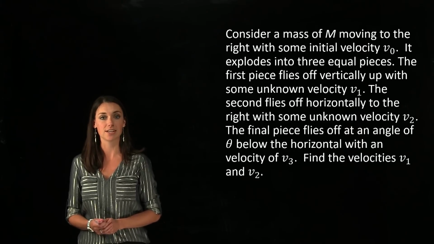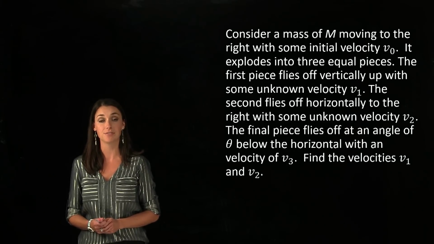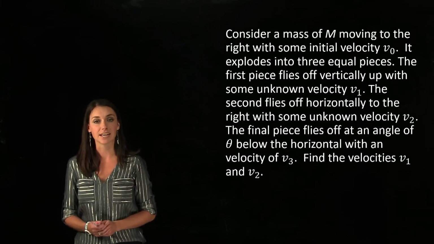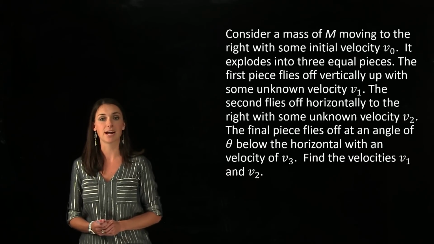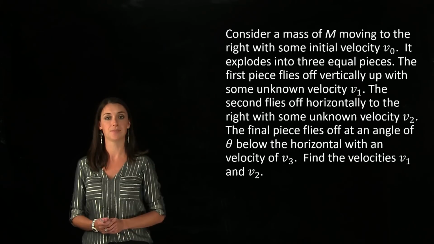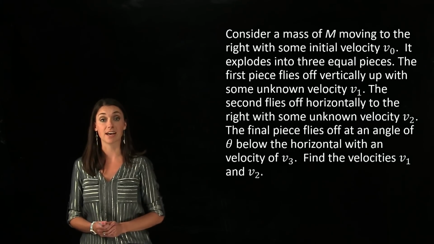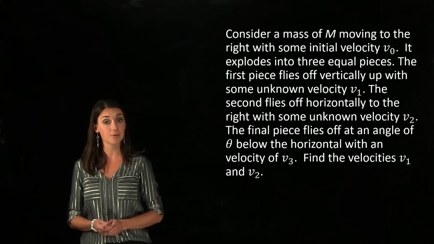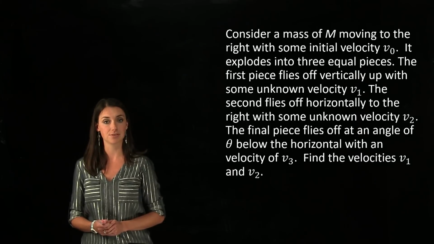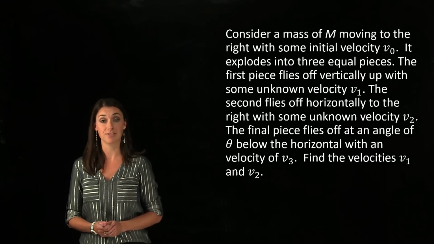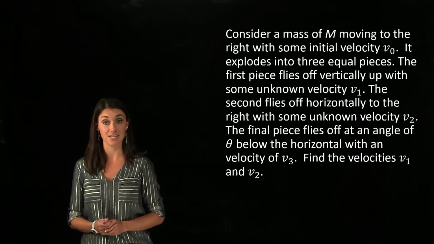The first piece flies off vertically with some unknown velocity v1. The second flies off horizontally to the right with some unknown velocity v2. The final piece flies off at an angle of theta below the horizontal with a velocity of v3. So the goal is to find the velocities v1 and v2.